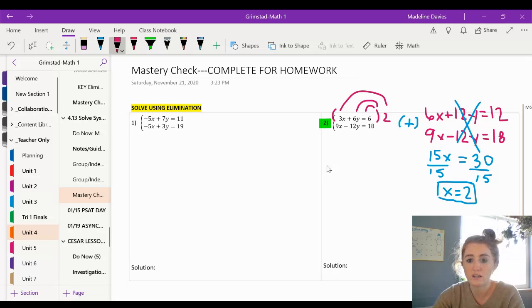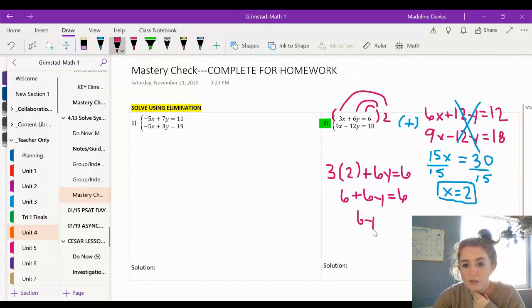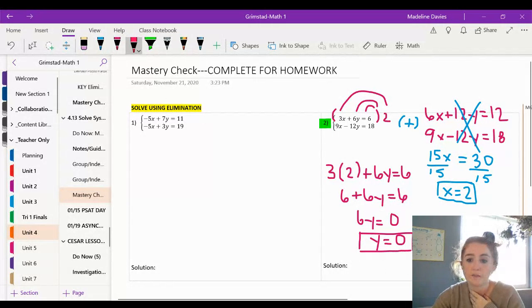Next step, I plug it into either one of these equations that we worked with before. I'm just going to choose the top one, and I now plug in 2 for every x I see. So I do 3 times 2 plus 6y equals 6. 3 times 2 is 6 plus 6y equals 6. Subtract 6 from both sides. 6y equals 0. Divide by 6 on each side. Y equals 0. Your last step, you have to write it as an ordered pair. So in this case, it would be 2, 0.